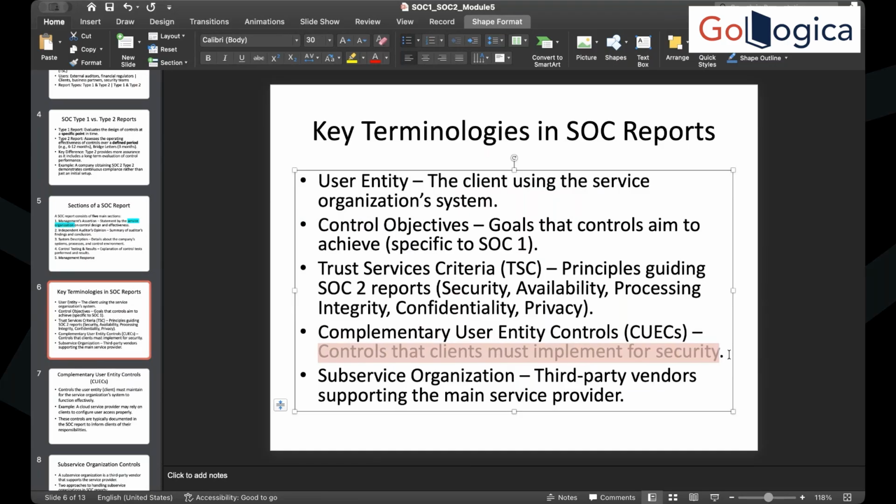Okay. And then sub-service organization. So third-party vendors supporting the main service provider.